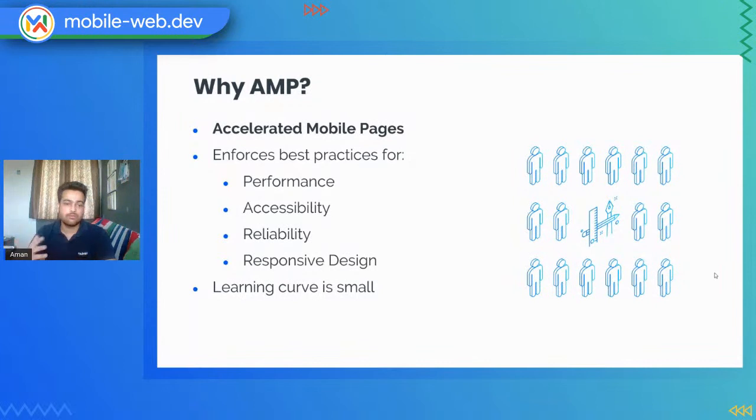That is making websites performant, loading fast, and of course, accessible. You don't need to write anything else to do accessibility things. Reliable, even on a slow internet connection, it should load within 2 seconds. So this is the AMP promise. If the website is 100% AMP valid, the website should open within 2 seconds, which is amazing.